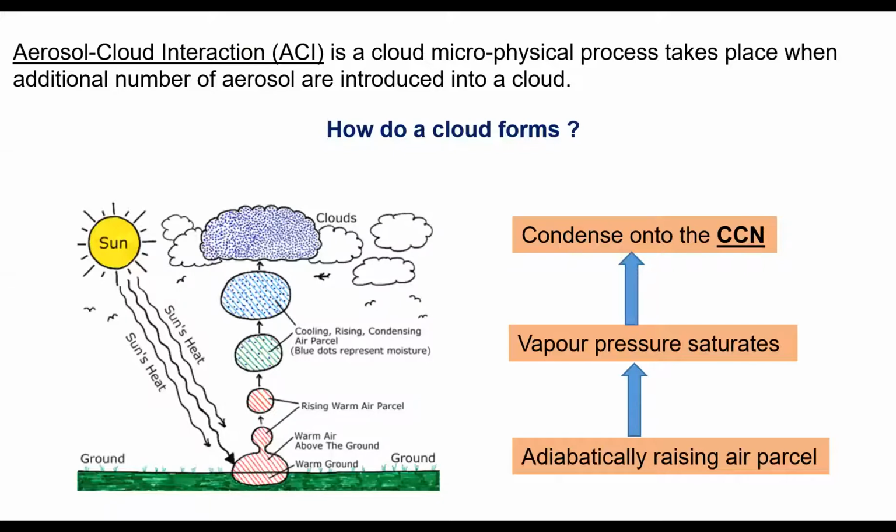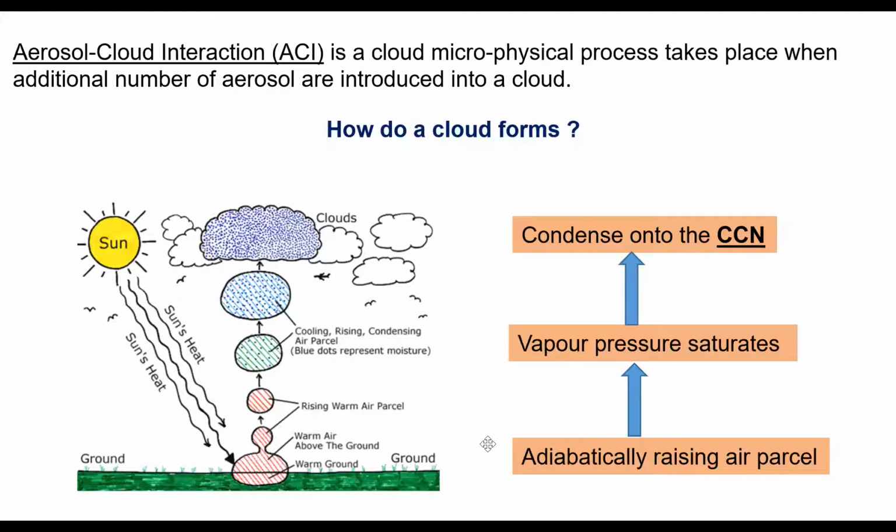So aerosol cloud interaction is basically a cloud microphysical process which occurs particularly when an additional amount of aerosols is introduced into the cloud. So let me tell you how a cloud forms. There are different ways for cloud formation. The simplest way is by means of convection.